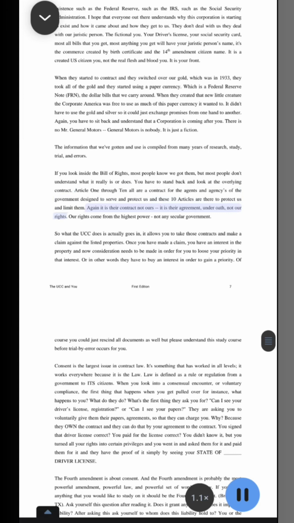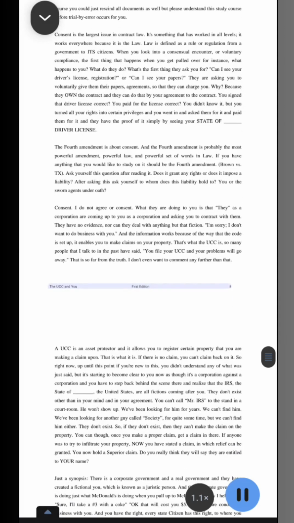Again, it is their contract, not ours. It is their agreement, under oath, not our rights. Our rights come from the highest power, not any secular government. So what the UCC does is it allows you to take those contracts and make a claim against the listed properties. Once you have made a claim, you have an interest in the property, and now consideration needs to be made in order for you to lose your priority in that interest. Or in other words, they have to buy an interest in order to gain a priority.